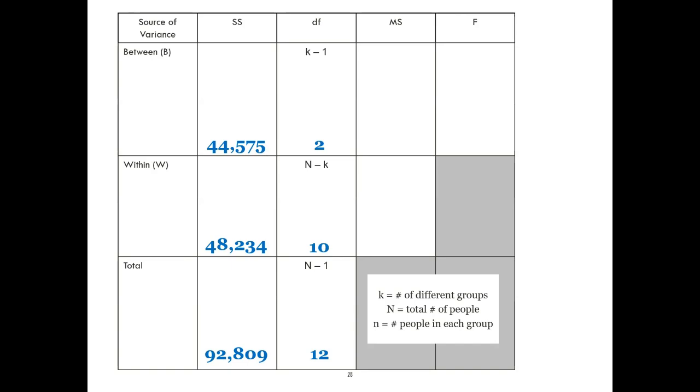Let's start with our mean squares. So our mean square for between, so our MSB, is going to be a ratio of your sums of squares between over your degrees of freedom between. So in this case, it would be 44,575 divided by 2, and that works out to 22,288. Similarly, my mean square for within is just a ratio of my sums of squares within over my degrees of freedom within.